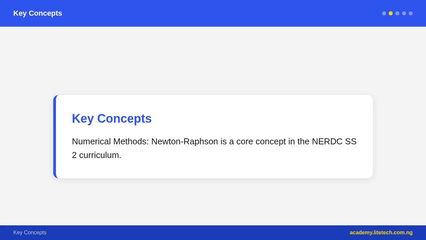Equation of tangent at (x₀, f(x₀)): y − f(x₀) = f′(x₀)(x − x₀). Setting y = 0 to find where the tangent crosses the x-axis: −f(x₀) = f′(x₀)(x − x₀), so x = x₀ − f(x₀)/f′(x₀). Newton-Raphson iteration formula: xₙ₊₁ = xₙ − f(xₙ)/f′(xₙ). This is the Newton-Raphson formula.